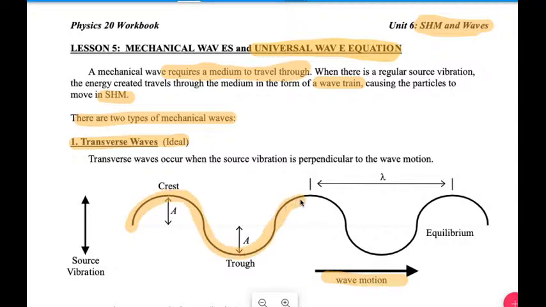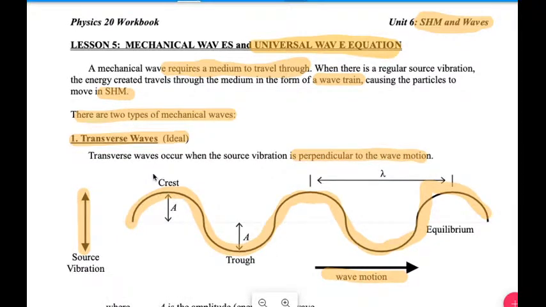It's a little bit tricky to see just as a still image. When you watch videos of this, it becomes a lot easier. The first video I posted from Crash Course in last week's material has some good visuals of this. So our source vibration is up and down, and our wave motion is to the right. So that source vibration is perpendicular to the wave motion.